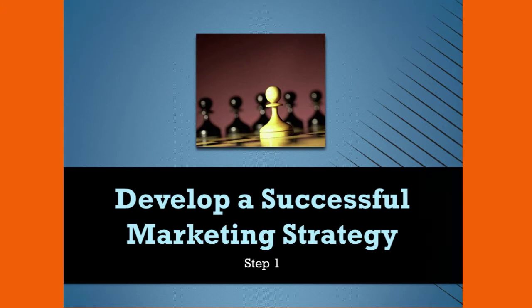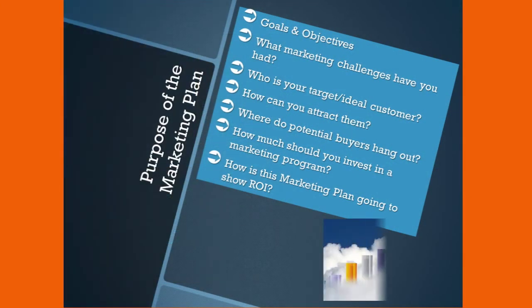All right, so step 1, developing the marketing strategy. What does that really look like? Well, you need to be able to define your goals and your objectives so that you know exactly what you're trying to do with your inbound marketing process and your marketing plan. You want to make sure that you understand what your marketing challenges have been in the past so that you don't repeat them, and also so that you can develop workarounds to continue to move forward.